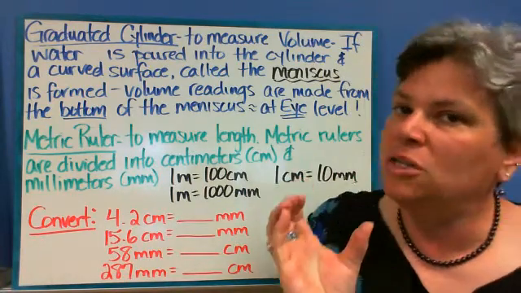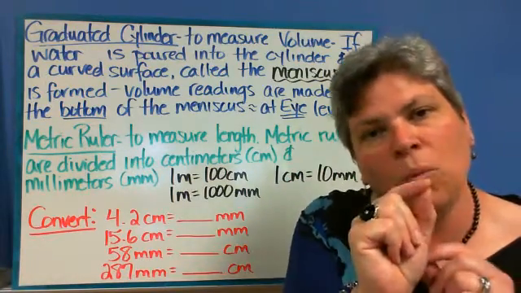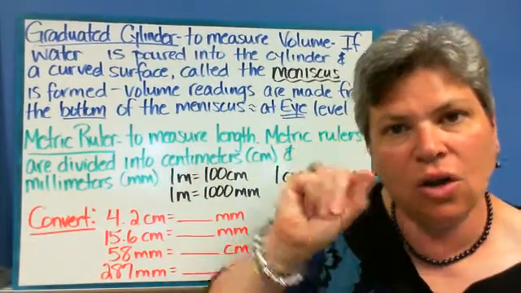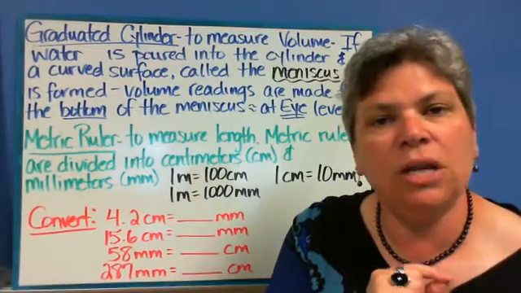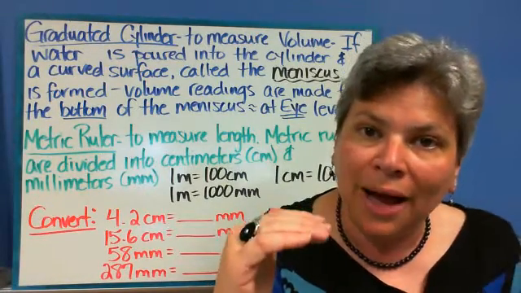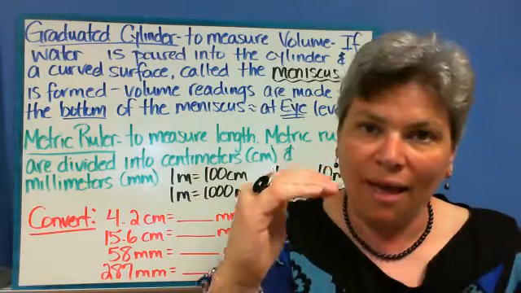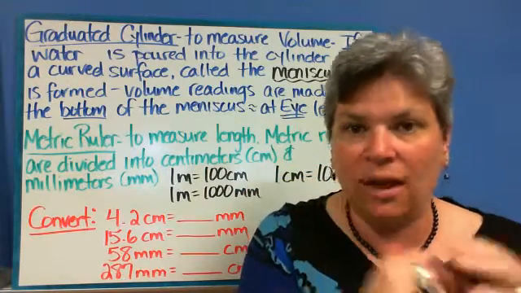So you have your graduated cylinder, and when you pour water in there, it forms a little curve. That curve is called the meniscus. So when you take your reading, you need to move your body down, so you're at eye level, and you're looking right at the bottom of that curve.